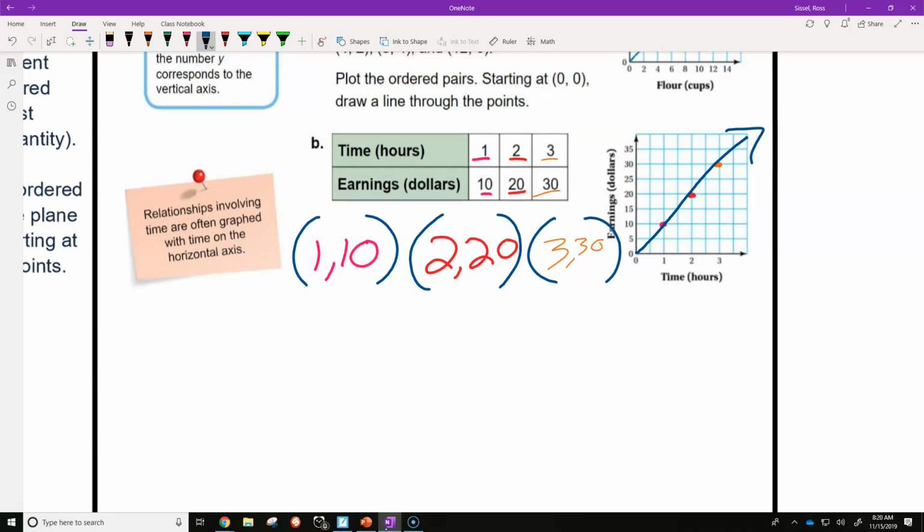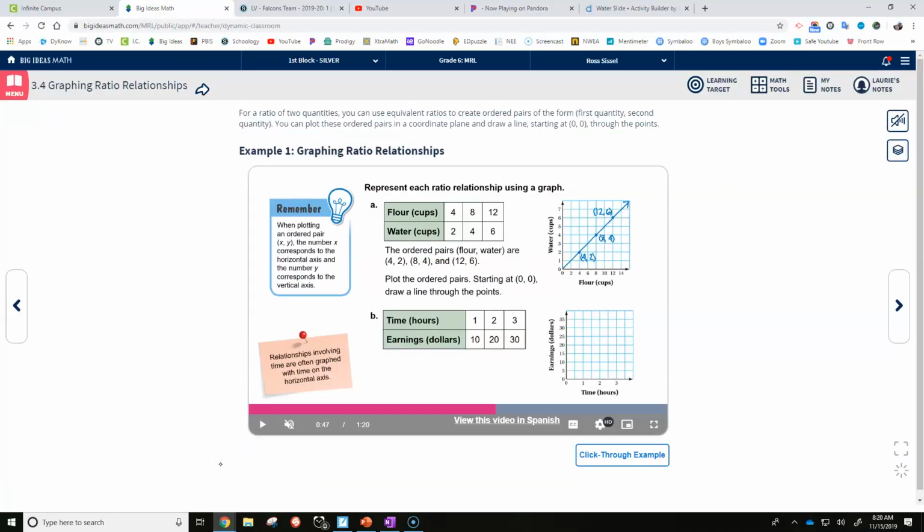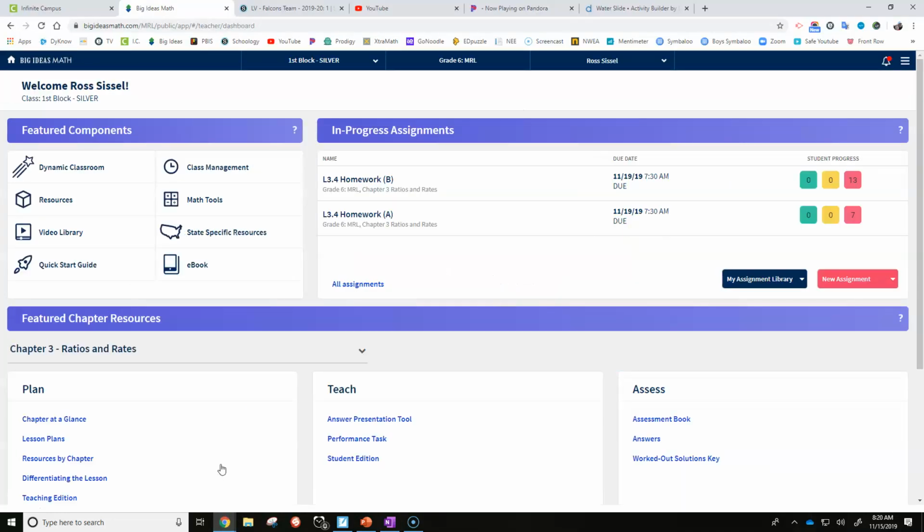Alright. Okay, we're going to do an activity together on this. So here's what's going to happen. First group gets 2, and then anyone finishing after that gets 1. Your group needs to get to Big Ideas dashboard. Go.